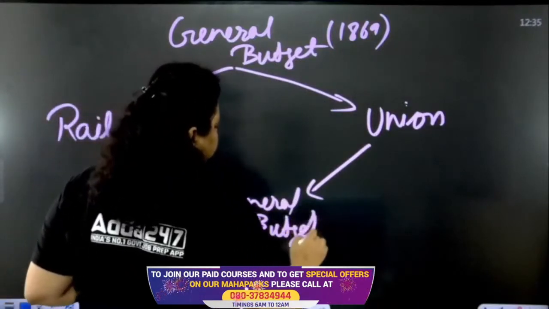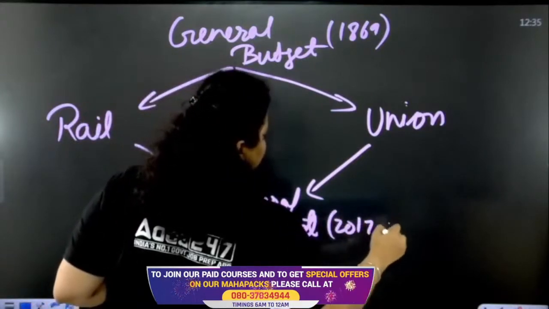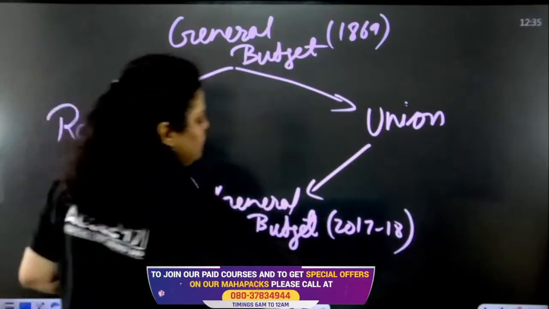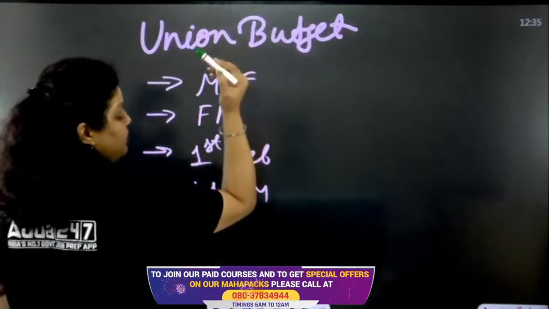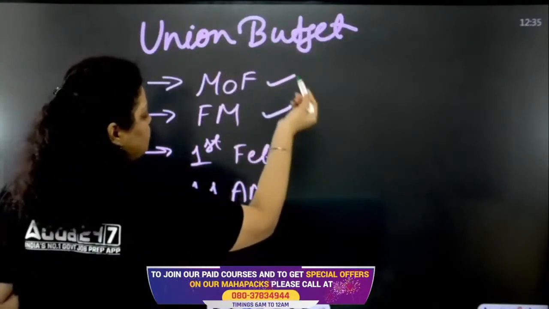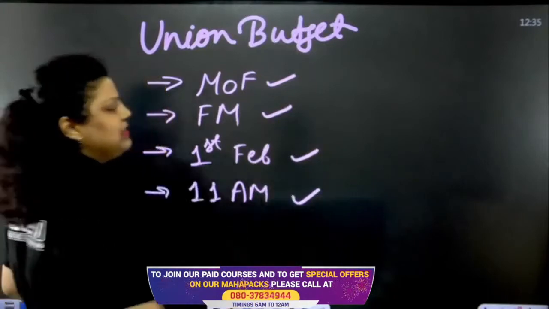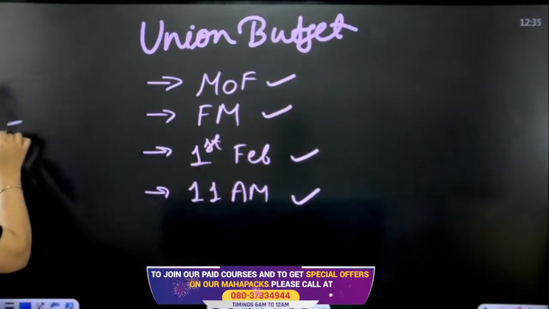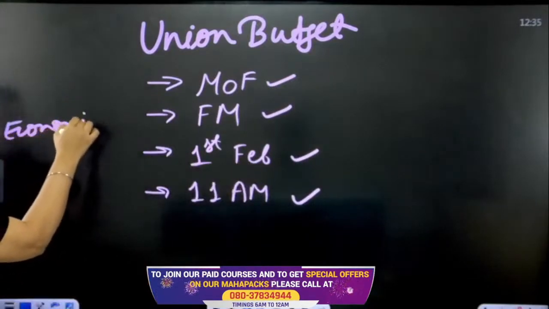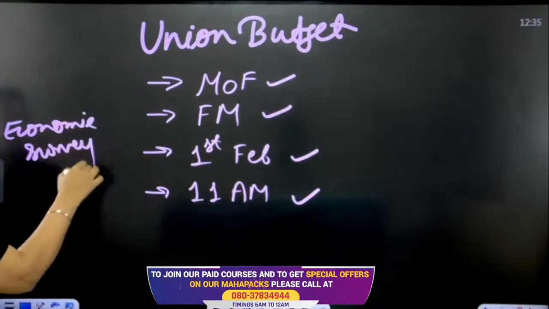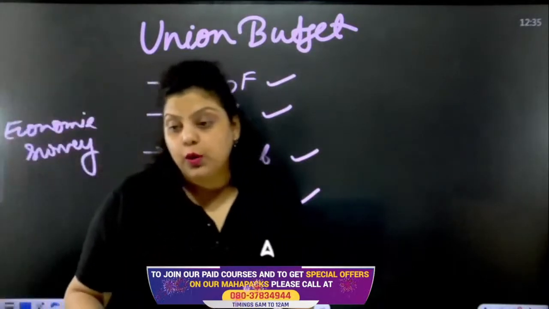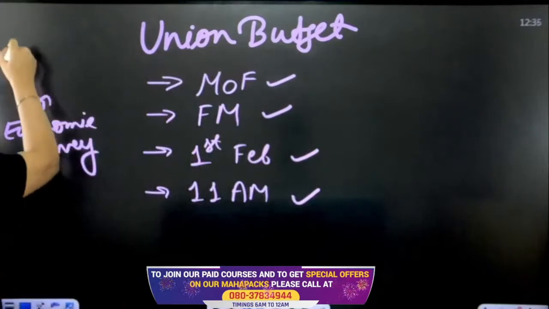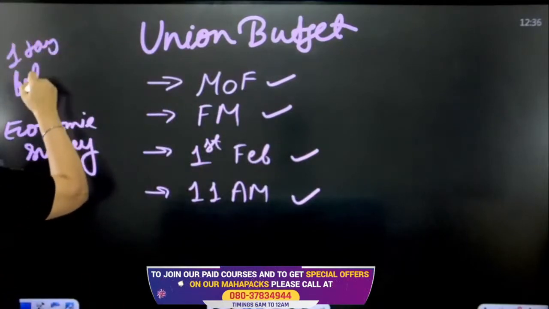From 2017-18 we again merged the budget and we are presenting the general budget only. Since then this general budget is prepared by the Ministry of Finance, presented by the Finance Minister, on 1st February at 11 AM. One day before the budget day we present the economic survey. Economic survey is simply the survey of the economy which lets you know the position of your economy. It is presented one day before the union budget.